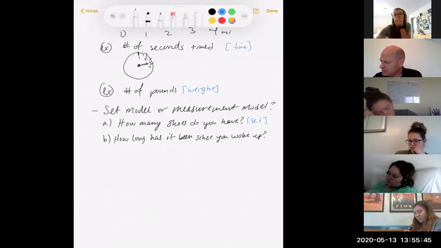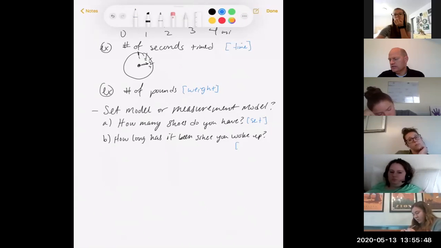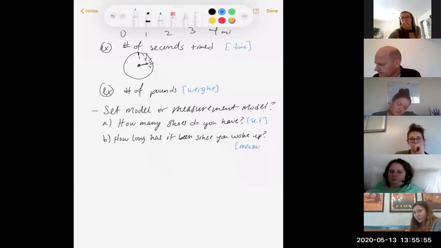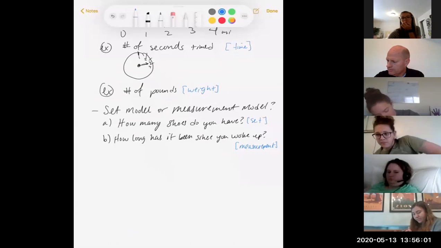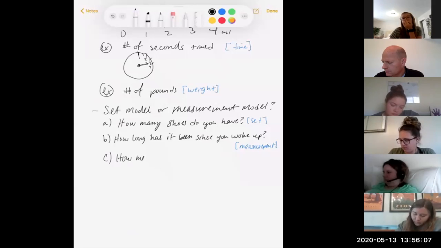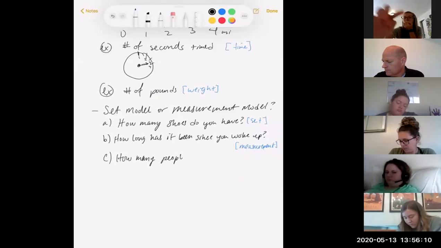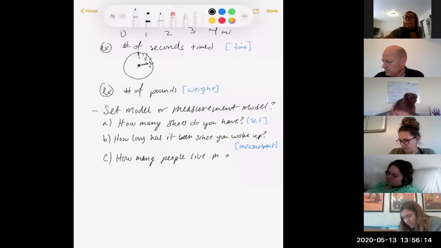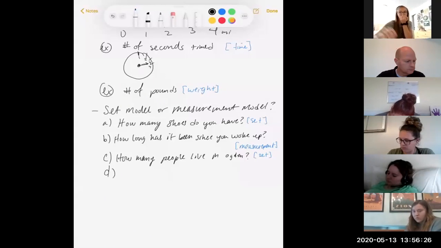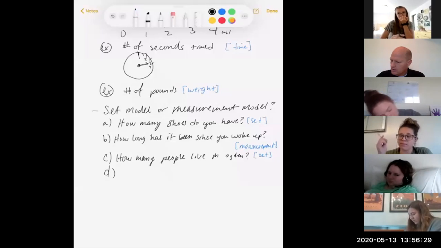Measurement is time, so it's a time thing. You could think of distinct hours or something, but they all kind of run together, and so that's more of a measurement idea. Okay, good. Here's another one. How many people live in Ogden? Measurement model or set model to answer that question? Set. Right, set. And why is that? Because you need to know how many of the item you have. Good. How about how tall are you?